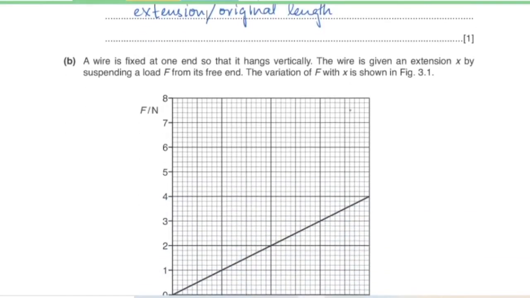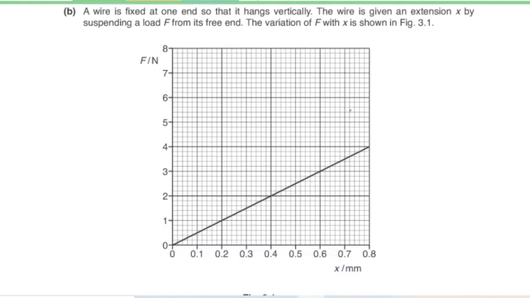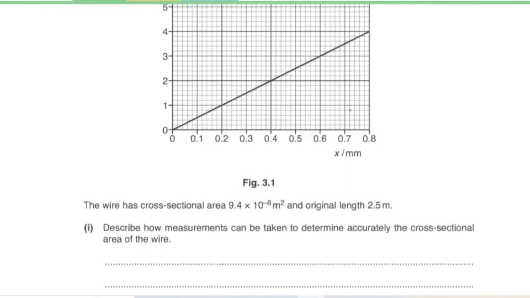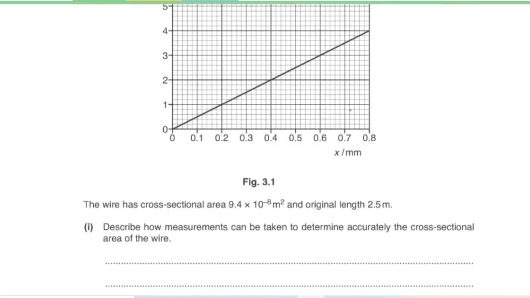Part B, a wire is fixed at one end so that it hangs vertically. The wire is given an extension by suspending a load F from its free end. The variation of F with x is shown in figure 3.1. The wire has a cross-sectional area of 9.4 into 10 to the power of -8 meters squared and original length 2.5 meters. Part 1, describe how measurements can be taken to determine accurately the cross-sectional area of the wire.